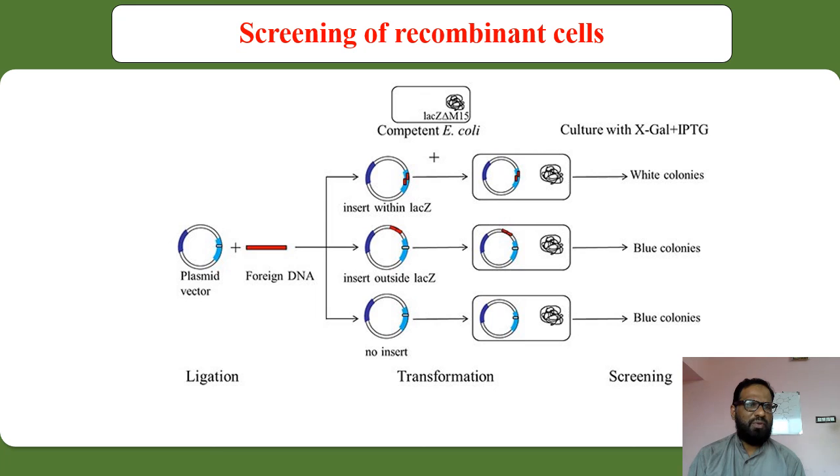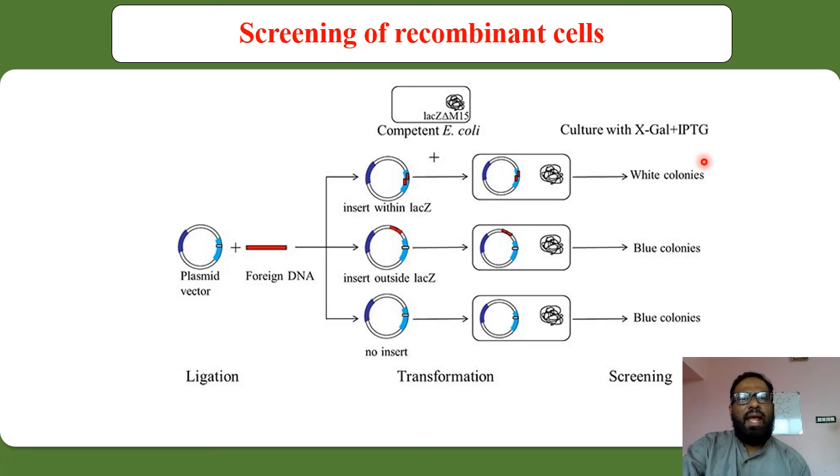Sometimes you use vectors called pUC18 or pUC19. In these, we don't use ampicillin or tetracycline as the selectable gene. We use LacZ alpha, which is part of a gene, and to express it you must have an activator. This experiment is done by means of X-gal plus IPTG.